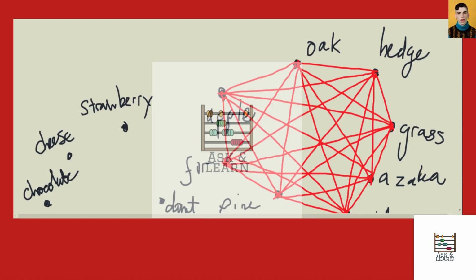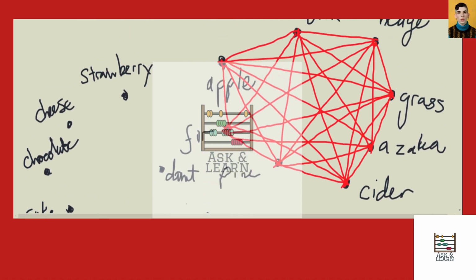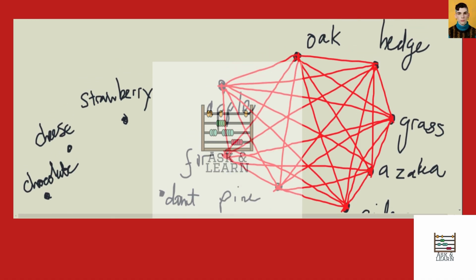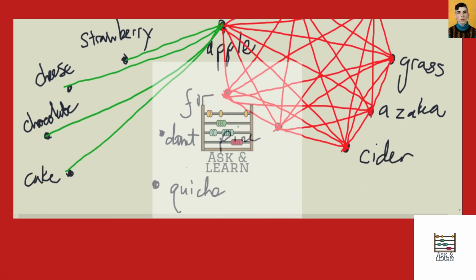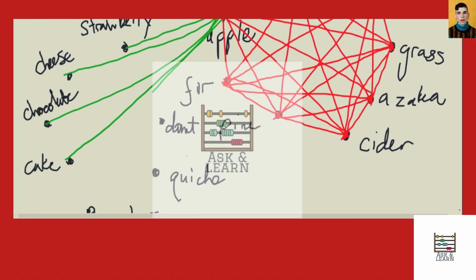So we have that since all of these 8 nouns are foods, they're all connected. So there's edges between all of them. So there's an edge between apple and strawberry, apple and cheese, apple and chocolate, apple and cake, apple and raspberry, apple and quiche, and apple and donut.